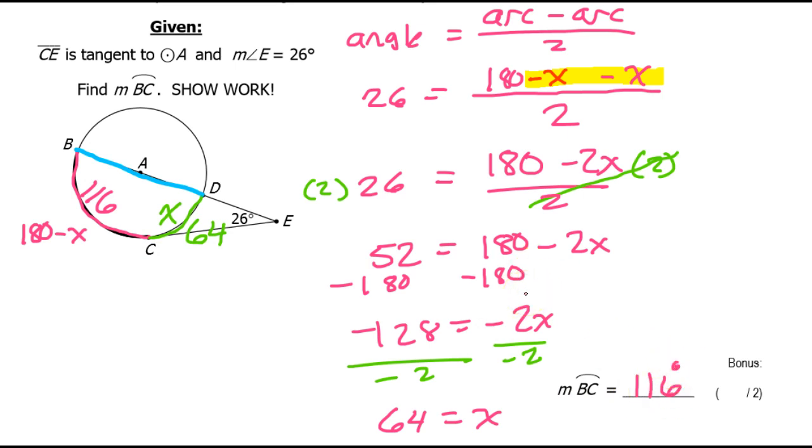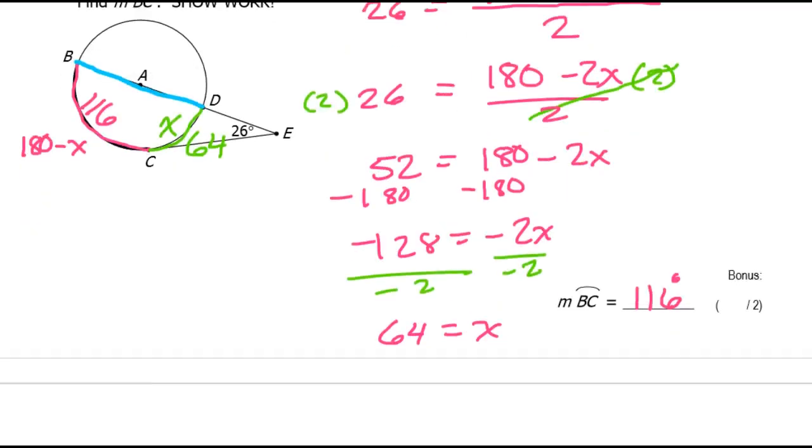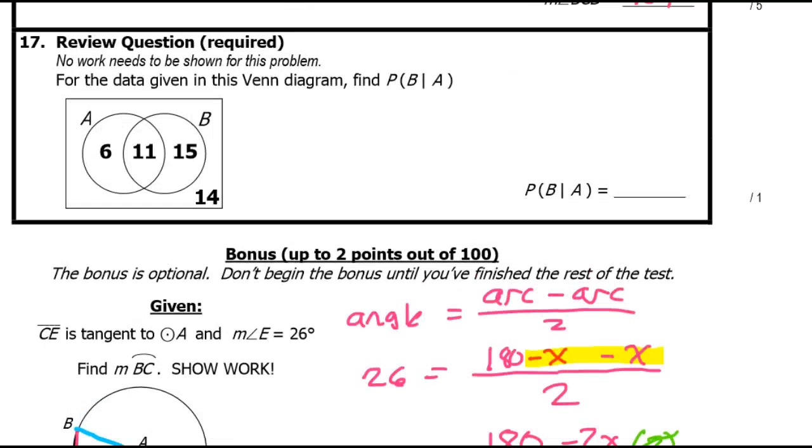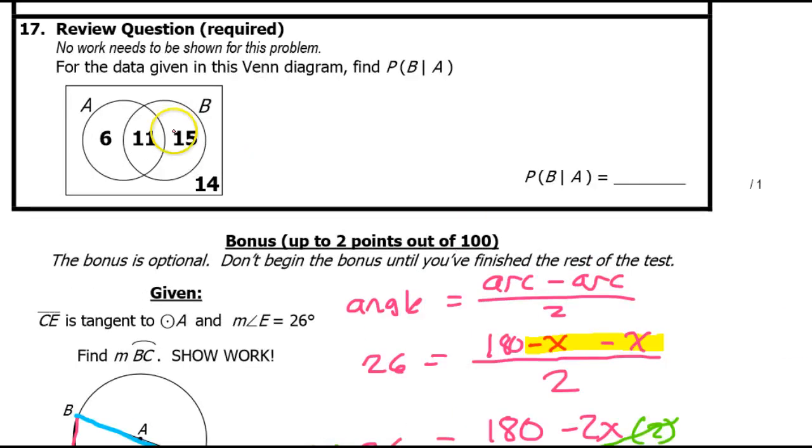Okay, so if you came for the relationships between arcs and angles and segments in a circle, then for you that's the end of this video. If you were a student in my class and you took this test and you got this question wrong and you want to know why, then you're going to stay tuned and watch me do this probability question. But again, this has nothing to do with circles and arcs and angles. So, you know, do what you need to do.